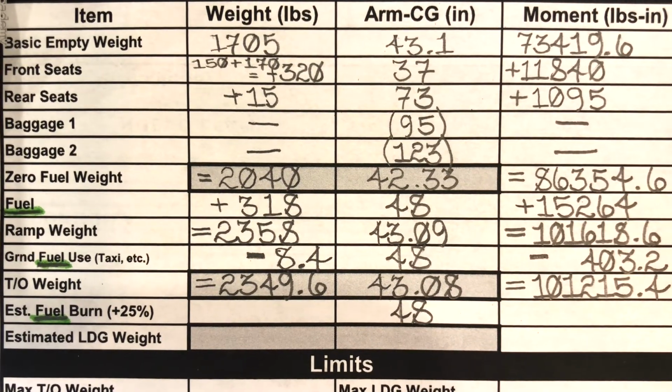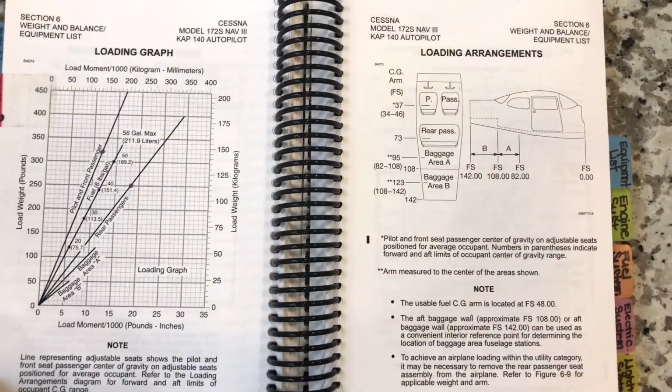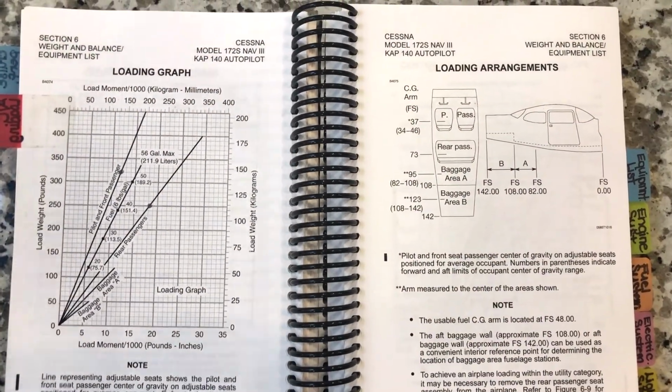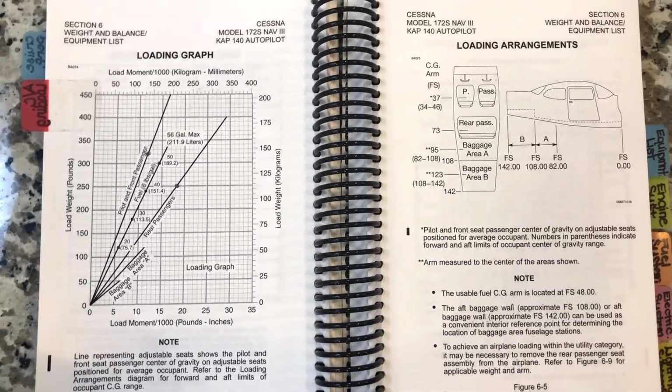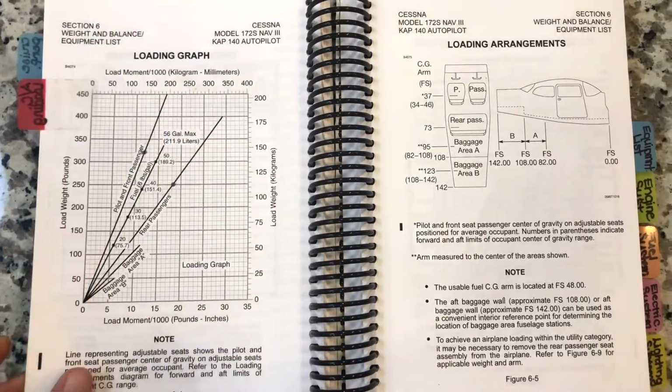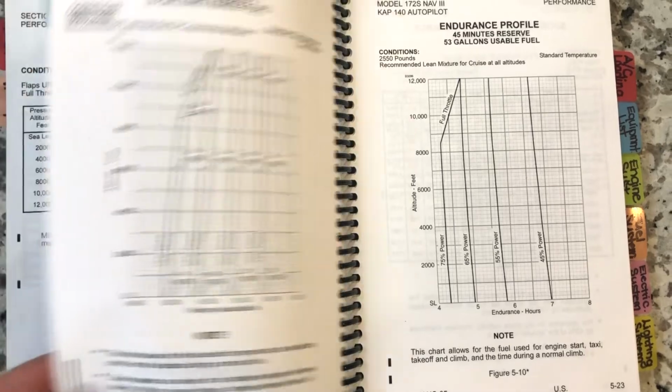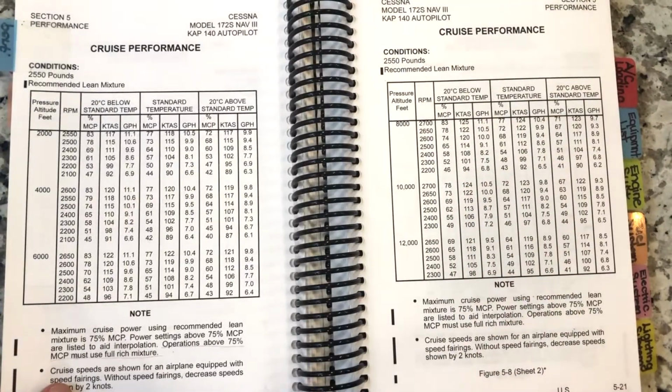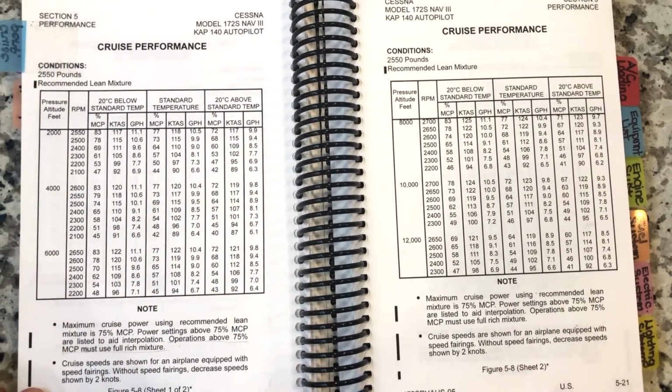Now, the last thing that requires a few extra steps is our estimated fuel burn plus 25%. Not all flight schools have the plus 25%, but we do, just for the sake of being extra cautious, we add that 25% just to be safe. So I'm going to flip back a little bit within my performance section, section 5, and I'm going to go to my cruise performance table.